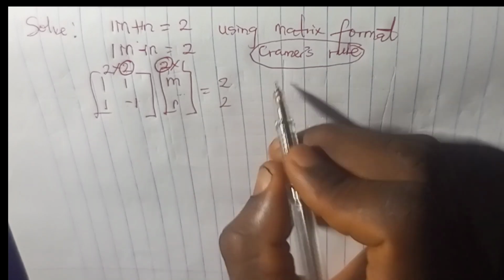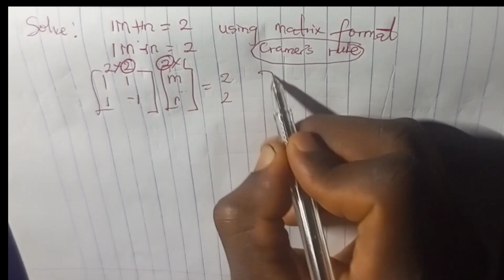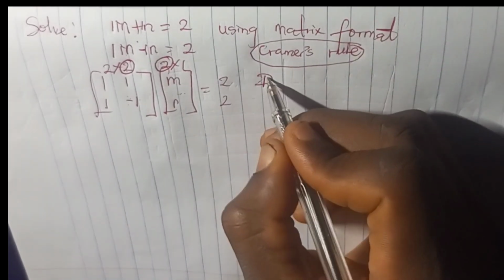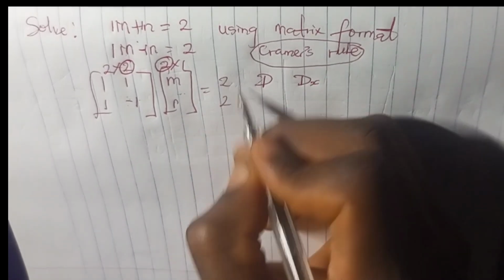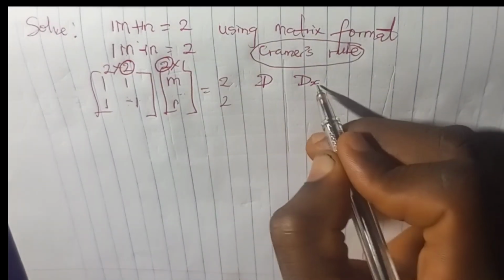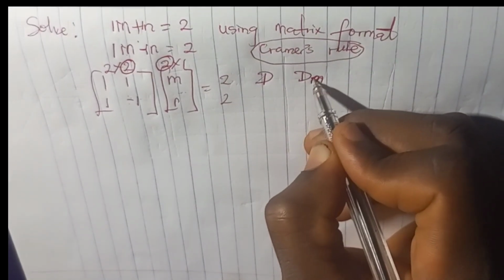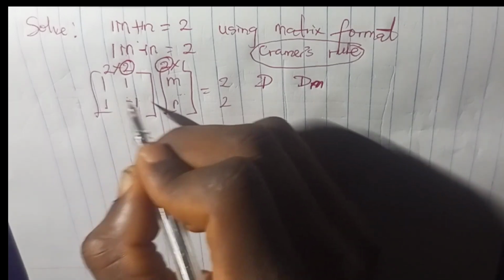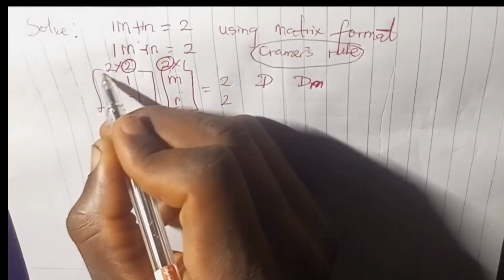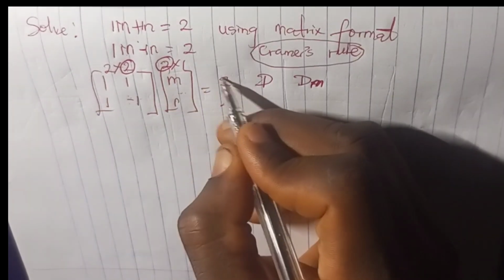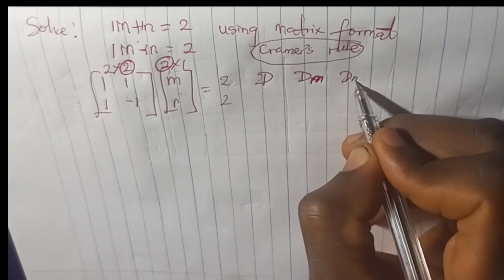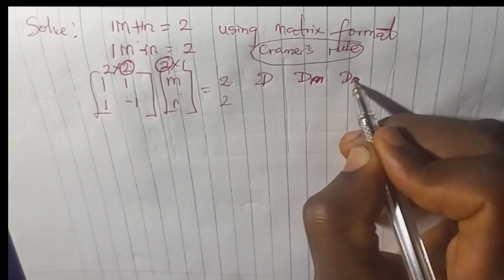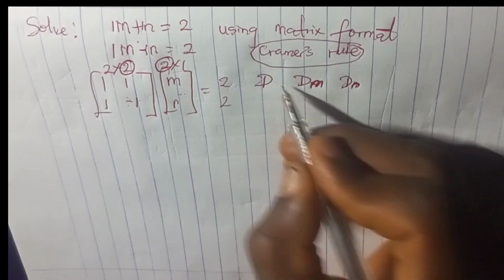So let's solve using Cramer's rule. If you want to use Cramer's rule, we must find the determinant of this matrix, the normal determinant. Then we have to find the determinant where the coefficients of m have been replaced by the answers. The coefficients of m are 1 and 1, so I have to replace them by these answers, 2, 2. Then I have to get Dn, that is the determinant where the coefficients of n have been replaced with the answers, the same thing that I do in Dm.